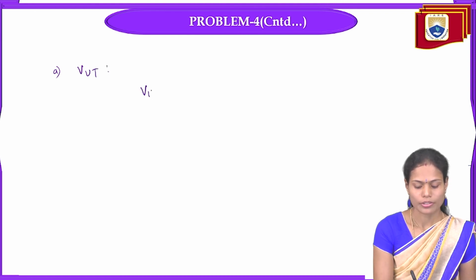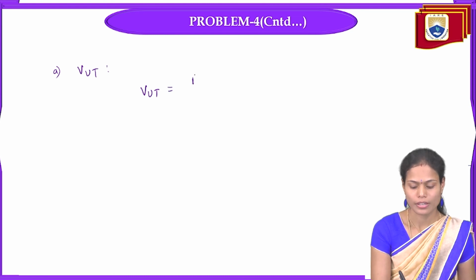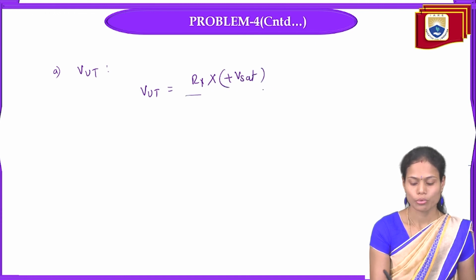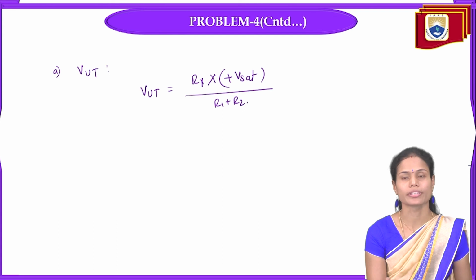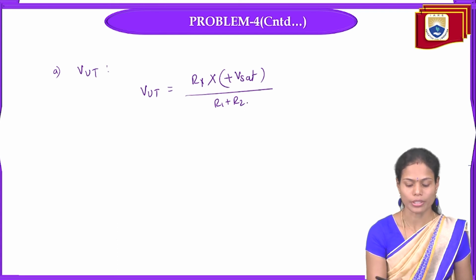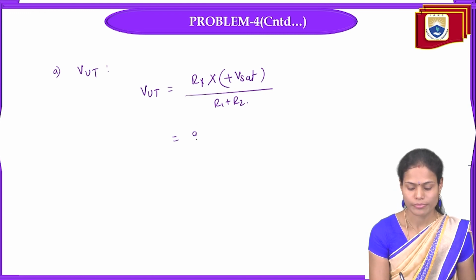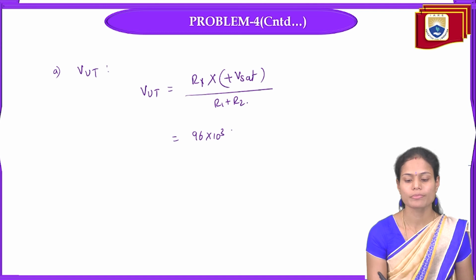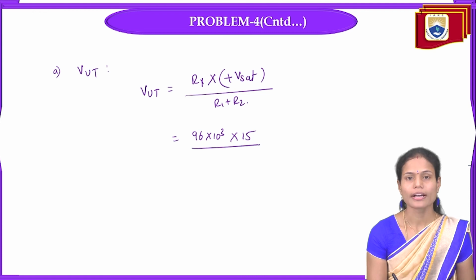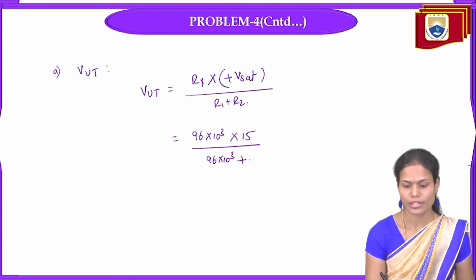The formula for upper threshold voltage I have already mentioned: R1 into plus Vsat divided by the total resistances at the non-inverting terminal, those providing the positive feedback. Substitute the values of all the resistances and saturation voltage here. That is 96 into 10 power 3, the R1 value, into the positive saturation value given in the problem, 15 volts, divided by R1 resistance 96 kilo ohms plus R2 resistance value 200 kilo ohms.